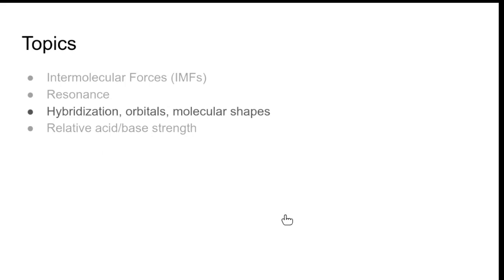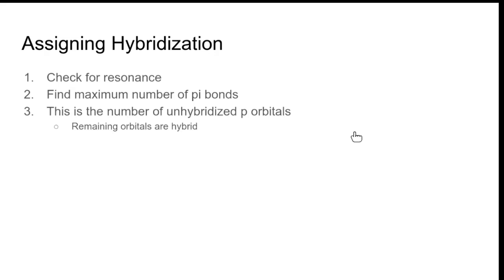Next, we're going to move on to hybridization, orbitals, and molecular shapes. So for assigning hybridization, there are a couple major things you want to think about. The first is to check for resonance. You're always going to have hybridization found when you have the maximum number of pi bonds, because you need to keep unhybridized p orbitals in order to determine the correct hybridization. So when you find the maximum number of pi bonds, you find the number of unhybridized p orbitals necessary for that molecule to actually have those resonance structures, which means that the remaining orbitals are hybrid.